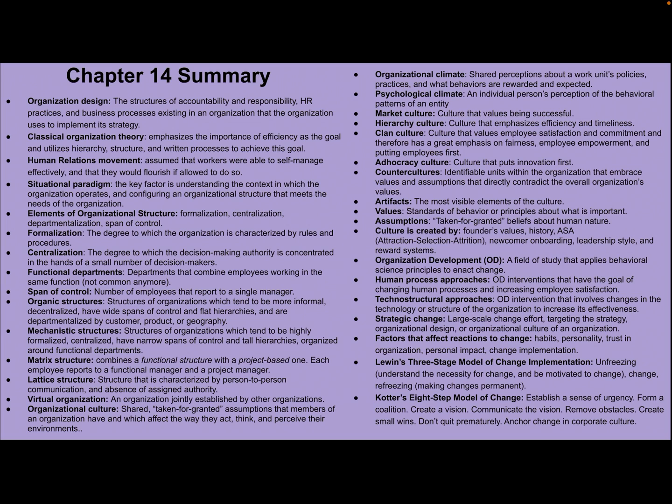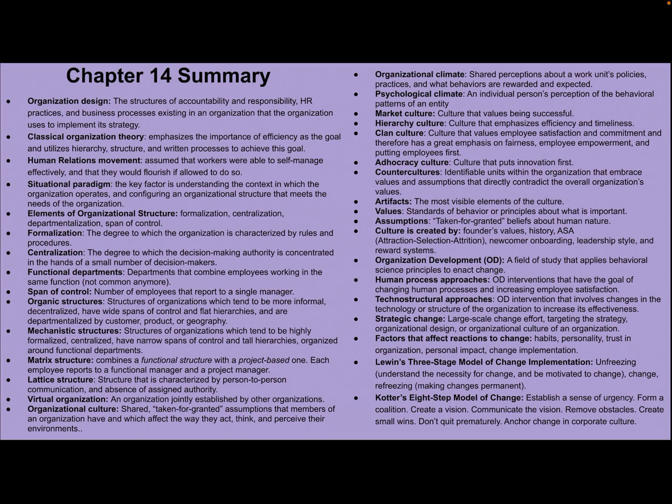Organizational culture is the shared, taken for granted assumptions that members of an organization have and which affect the way they act, think, and perceive their environments. Organizational climate can be used interchangeably, although it's a little different. These are the shared perceptions about a work unit's policies, practices, and what behaviors are rewarded and expected. This one is more just the work unit as opposed to the whole organization. The psychological climate is the individual person's perception of the behavioral patterns of the organization.